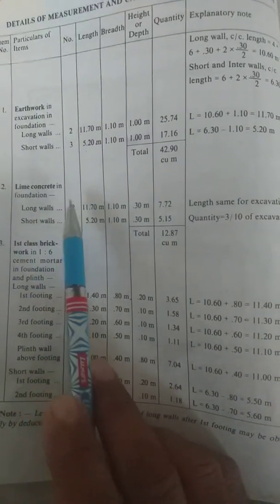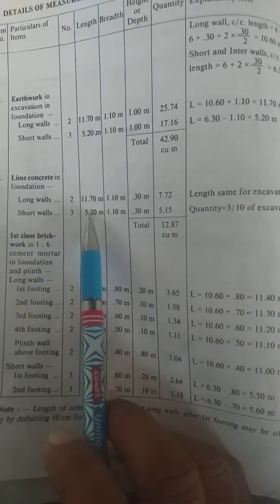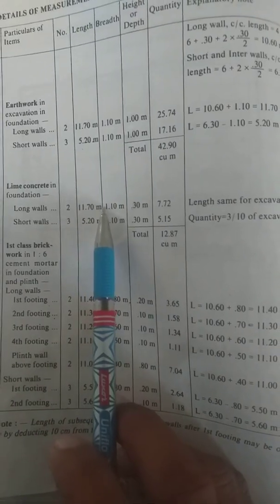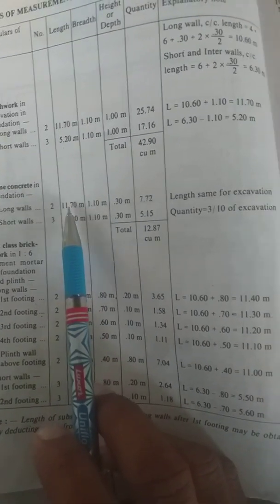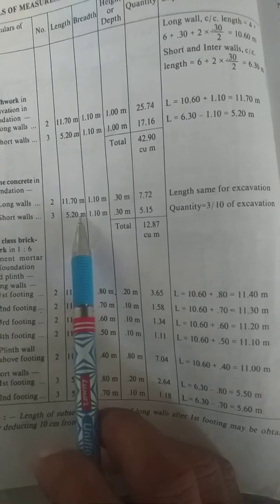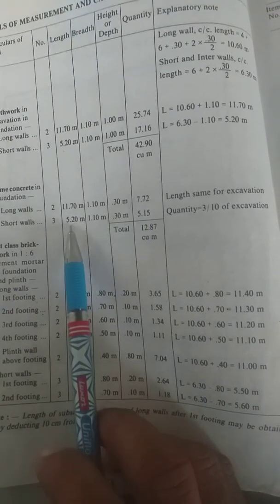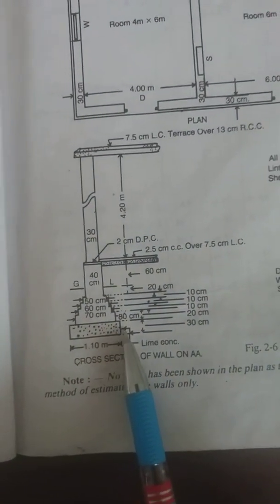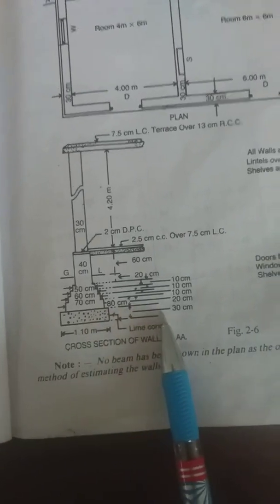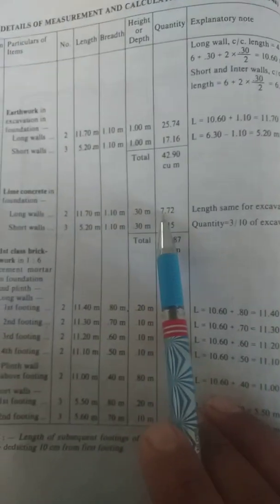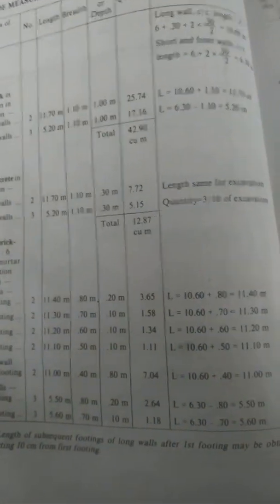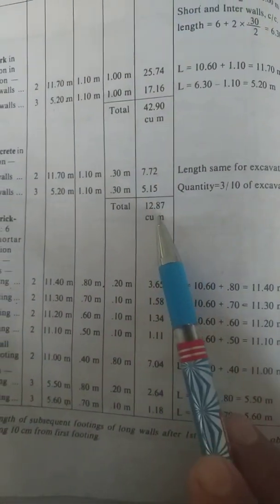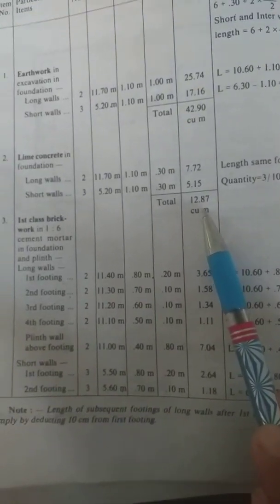For lime concrete, the same length we will use because the excavation is done. The portion we excavated, we have to do the lime concrete, so the same length 11.70 and 5.20 we will use for length, and width will be same. Height, this 30 centimeter I will show you. This height is 30 centimeter of this lime concrete height. So you will get the quantity of lime concrete separately for long walls and for short walls, and you will add both the quantities, you will get the total quantity of lime concrete.